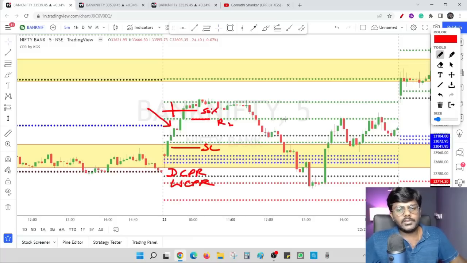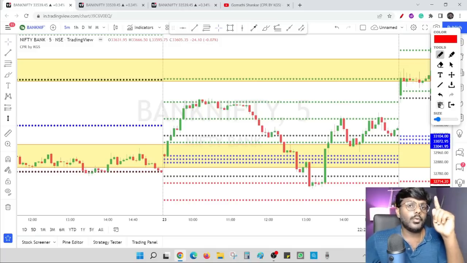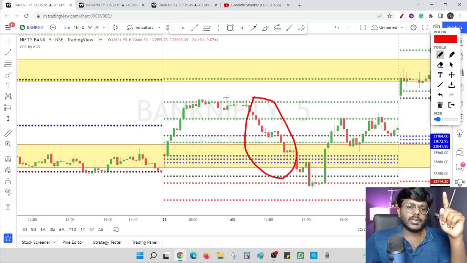Now in this case, I will not take a short position here because the prices are above weekly and daily CPR. I will not take any short position. I will focus on long position only.